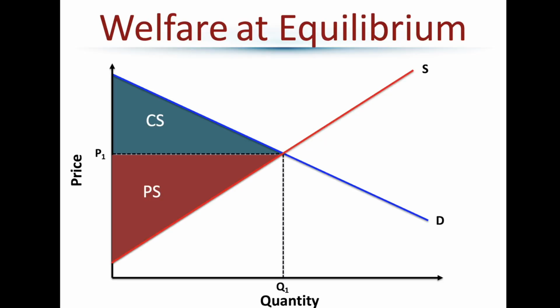If we calculate welfare at the equilibrium, we are looking at price P1 here. And so the area above the price and below the demand curve represents the consumer surplus. That's the dark green area. The area below the price line and above the supply curve represents the producer surplus. That's the dark red area.